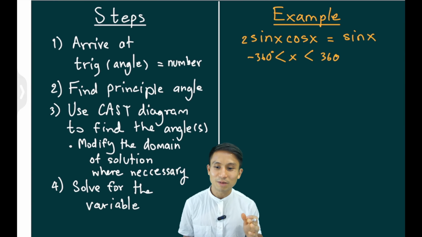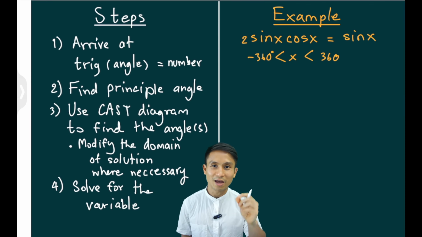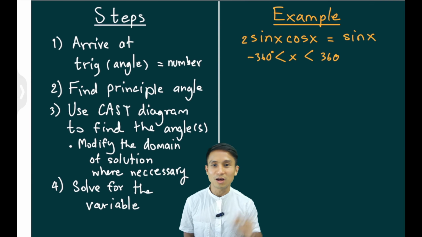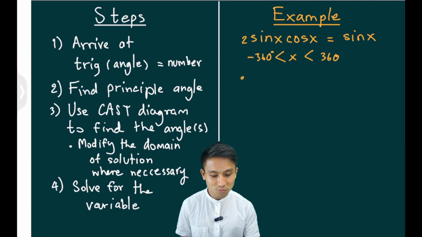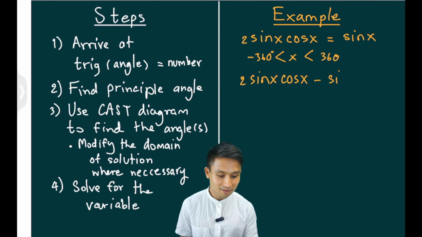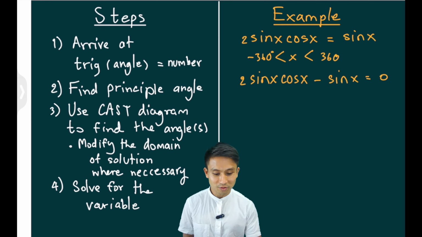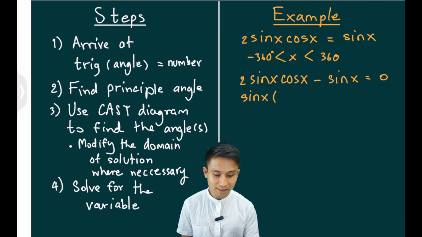If you are thinking about cancelling the sine x here, I wouldn't do that because that would omit the answers for sine x equals 0 and you will lose marks for that. So what we do instead is we move the sine x on the right side to the same side, with the other side being 0. And then we're going to factorize sine x out. We're going to get this.